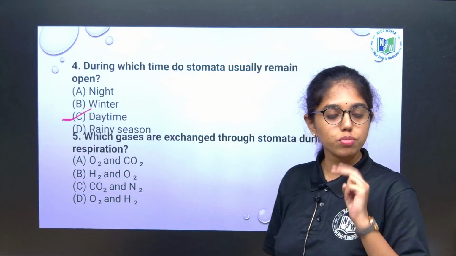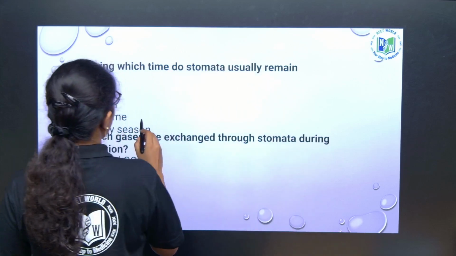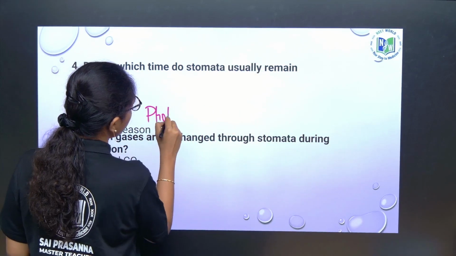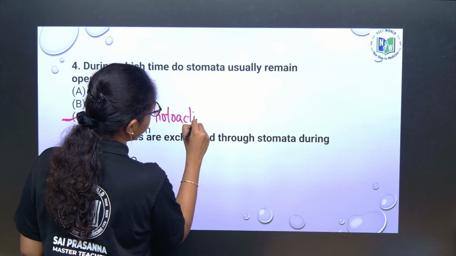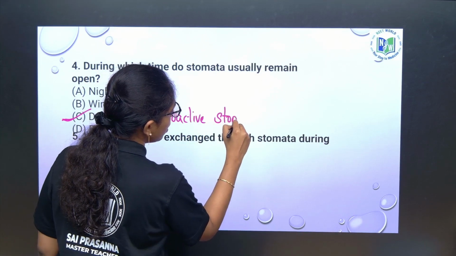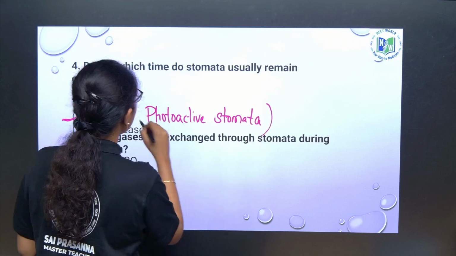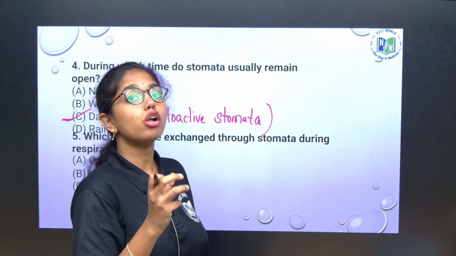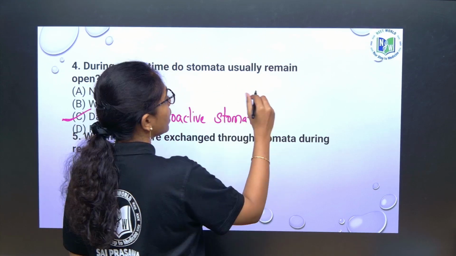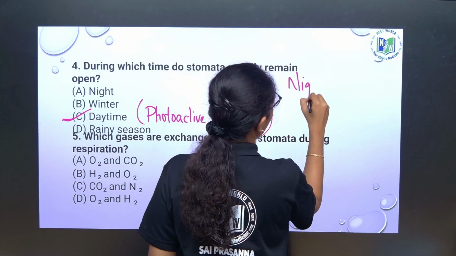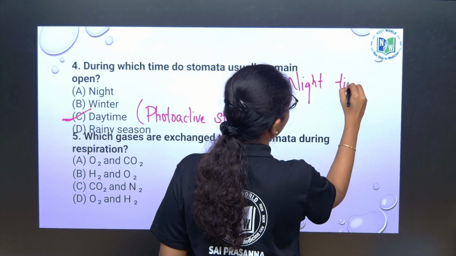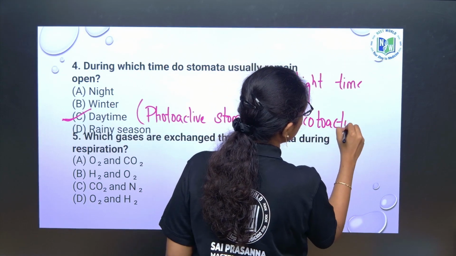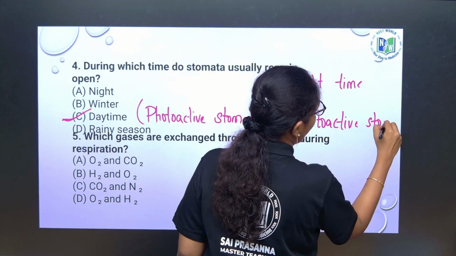Here I will add on 2 more points for you. So, the stomata which are open during daytime are called photoactive stomata. Usually stomata are open during daytime, but during night time the stomata also open. So, the stomata which open during night time are called scotoactive stomata.